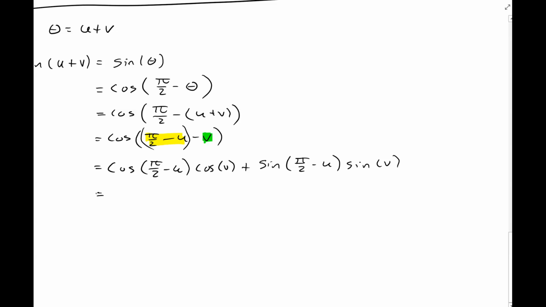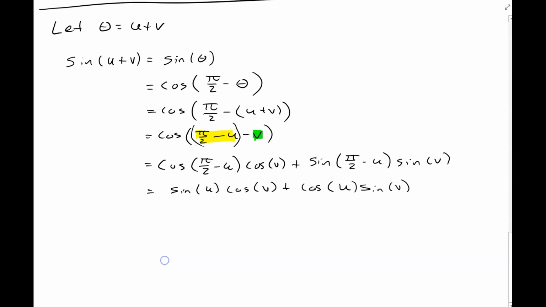Now cosine of pi over 2 minus u, I'm going to use my cofunction identity, and that's going to turn into sine of u. Similarly, for sine of pi over 2 minus u, I'm again going to use my cofunction identity. That's going to turn into cosine of u. And so we have sine of u plus v is this.